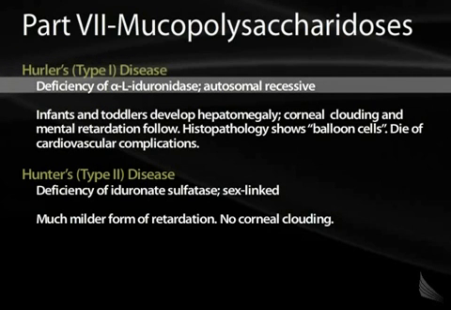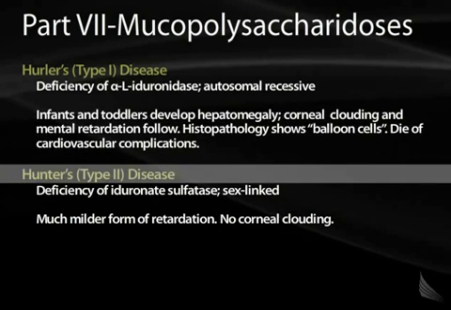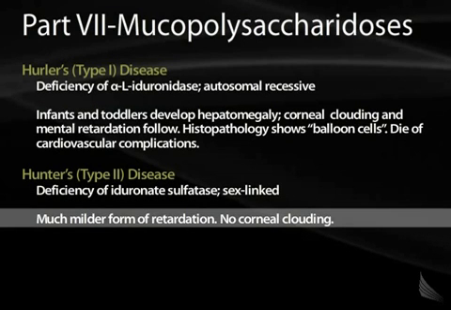With Hurler's, it's a deficiency in alpha-L-iduronidase, which is an autosomal recessive disease. Infants with Hurler's disease can be seen to have hepatomegaly, corneal clouding, and mental retardation. Histopathology shows a very characteristic balloon cell. These patients will die of cardiovascular complications. Hunter's disease is a milder form of the disease. It's a deficiency in iduronate sulfatase, and it's sex-linked. Much milder form of retardation and no corneal clouding present.